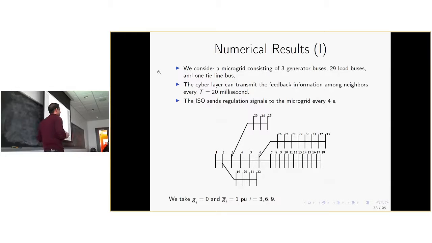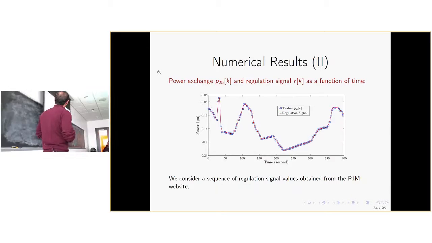We have 29 load buses, 3 generator buses, and 1 tie line bus, and we assume that the communication network transmits feedback information every 20 milliseconds. And the independent system operator sends a new regulation signal every 4 seconds. So here we have four results. We took the values of these regulation signals from the PJM website, and you can see that we can perfectly follow the regulation signal sent by the independent system operator.